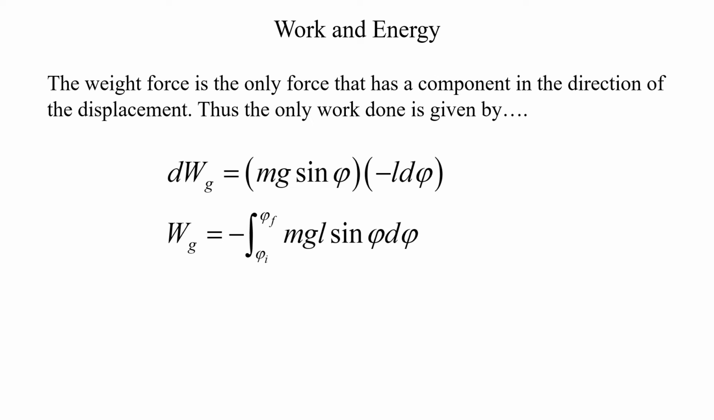All right, now notice that this will turn out to be a positive value as the bob swings down, because our final angle is going to be smaller than the initial angle, and so the integral will give us a negative number, and then the negative of the negative number makes the work done by gravity positive as it swings down. And as it swings up, the angle will be increasing, and we'll get a negative value for the work done by gravity as it swings back up on the other side.